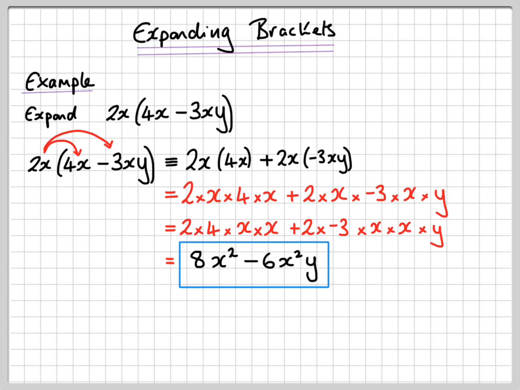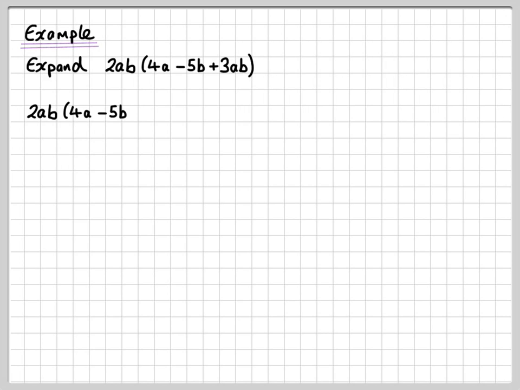And our objective will be to be able to answer these problems without doing that stage in red in between. Let's give that a try now. So in this example I'm going to expand 2ab times by 4a minus 5b plus 3ab. And I've started off just by putting my arrows in again to show which multiplications we're going to be making.